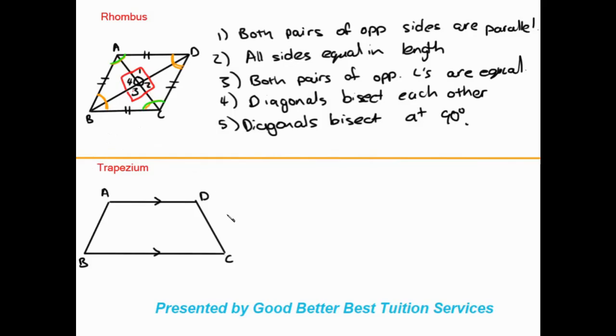So now we can move on to our second last shape, which is the trapezium here, okay? So with the trapezium, the first point that we're going to have is, well, this is actually the only point that we have. One pair of opposite sides are parallel, which is clearly identified to us with these hats indicating parallel lines.